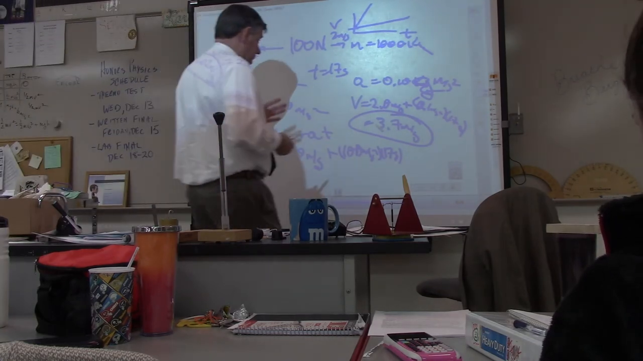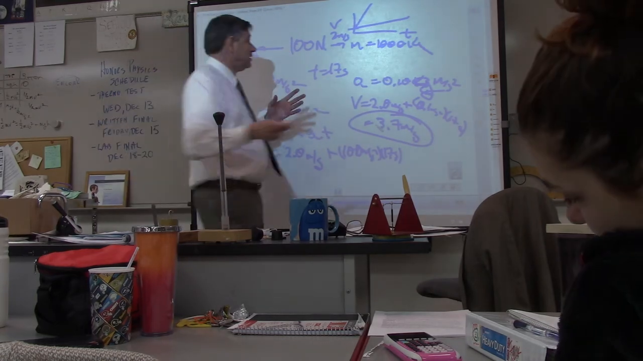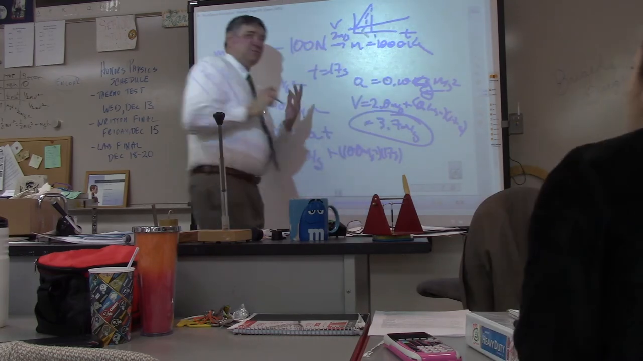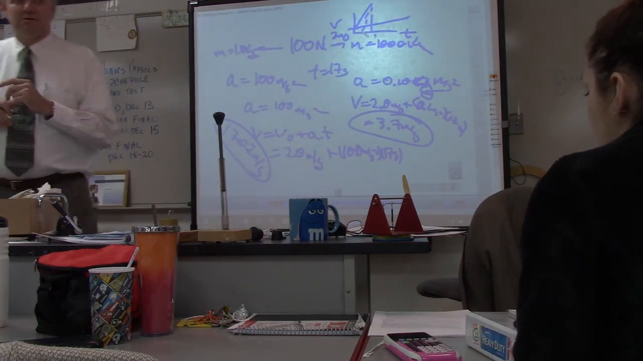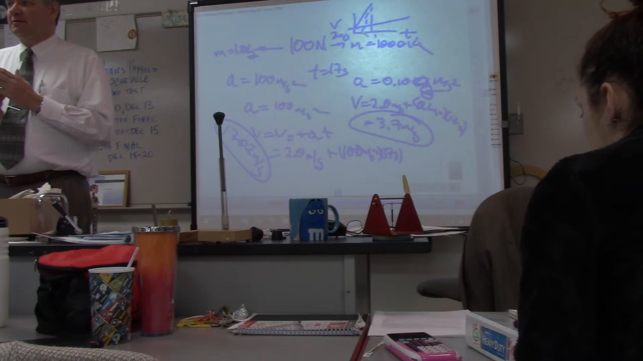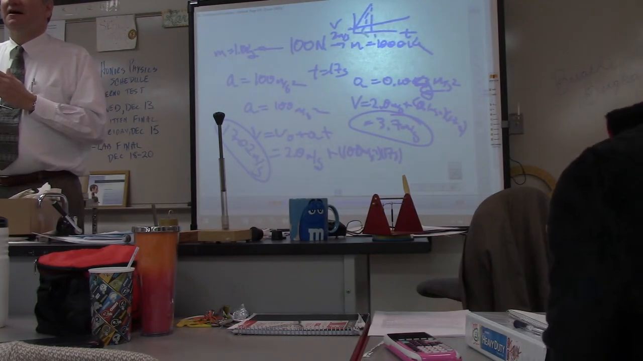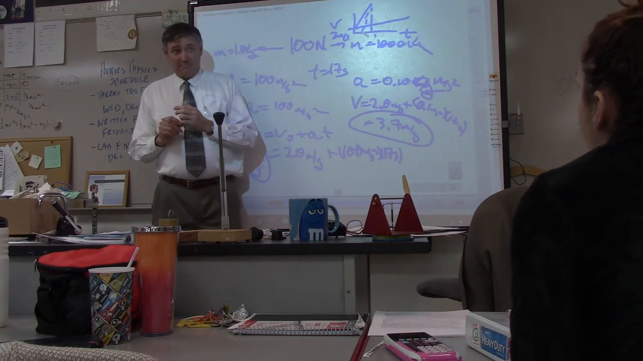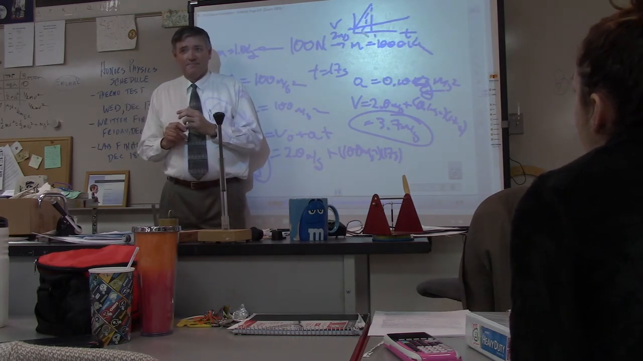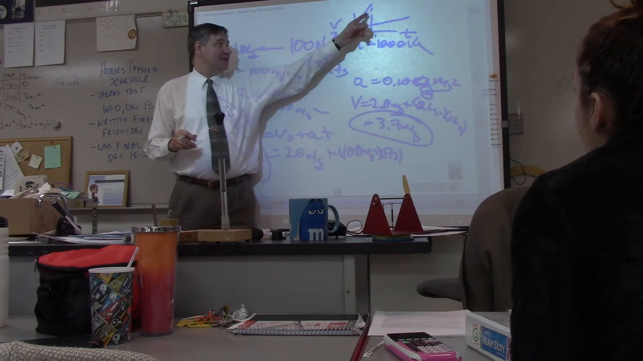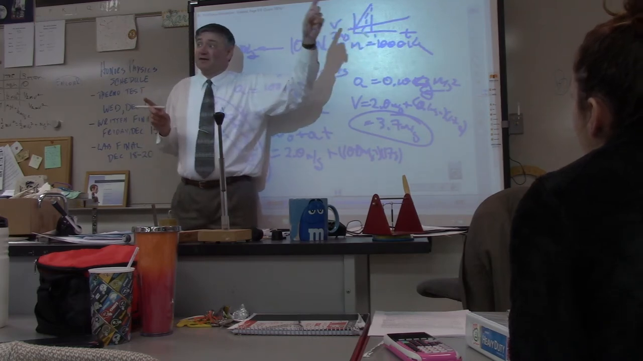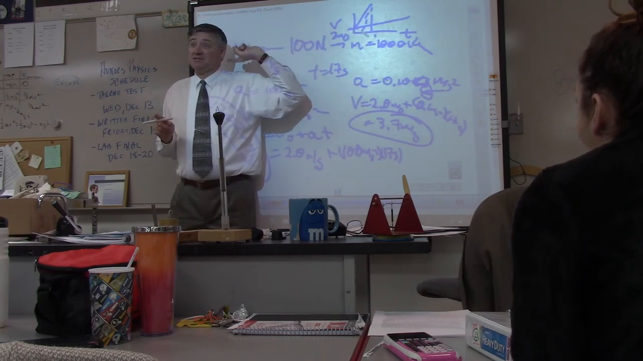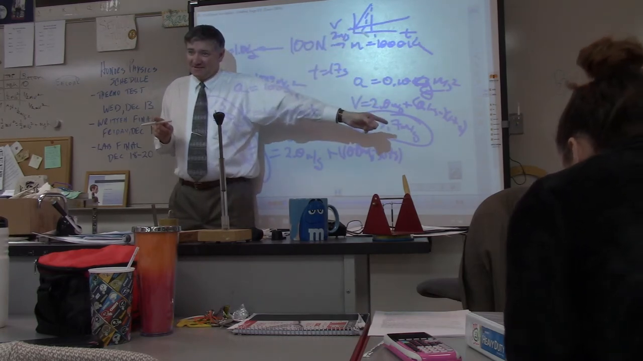Now, here's an interesting thing. Could I use my velocity time graph to help me figure out the work? Yes. Why? Because work equals force times distance. So how can I use my velocity time graph to get that displacement? Find the area. Yeah. So the area underneath the velocity time graph gives me my displacement. Multiply that by the force, guess what? Yeah. Work. There's the work that was done.